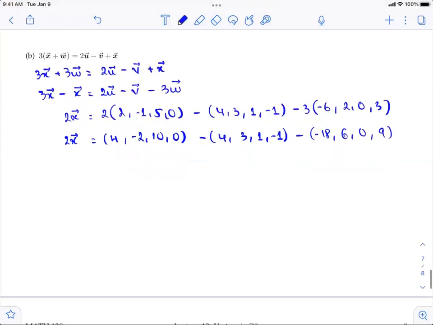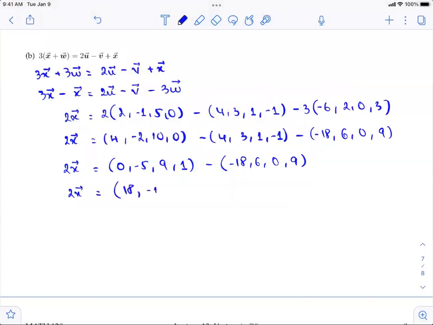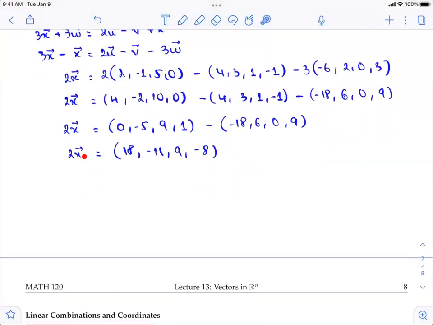0 and 9. And then you use the associative property here. You do this subtraction first, and then the resulting vector will do another subtraction for this vector. So 2x is equal to 0, negative 5, 9, 1, minus negative 18, 6, 0, 9, or 2x is equal to 18, negative 11, 9, negative 8.